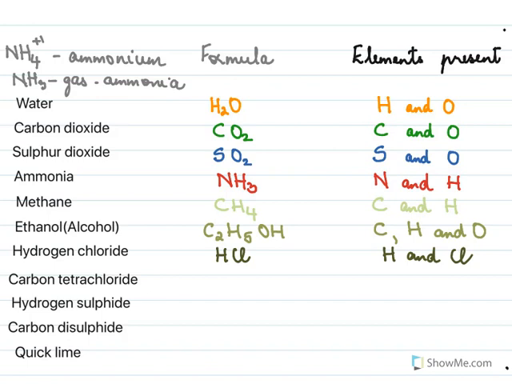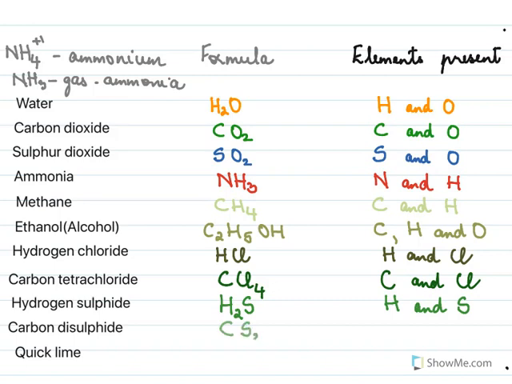Next, carbon tetrachloride. Carbon tetrachloride means 4 chlorine, tetrachloride. Elements present: carbon and chlorine. Hydrogen sulfide. Hydrogen sulfide is H2S. Elements present: hydrogen and sulfur. Then we have carbon disulfide. Di means 2, so 2 sulfur. Elements present: carbon and sulfur.